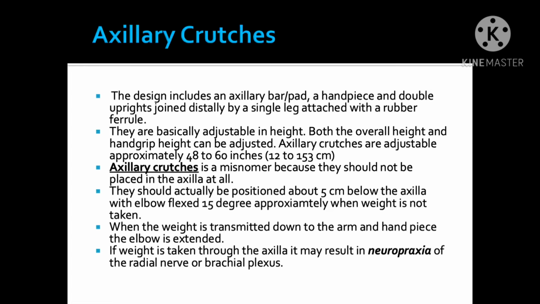So the entire weight bearing is through the arm, through the hand grip. There is no weight which is taken on the axilla. If weight is taken through the axilla, it may result in neurapraxia of the radial nerve or brachial plexus. What is neurapraxia? It is basically that your nerve may get compressed and there may be delayed transmission along the nerve course. That is called neurapraxia. And we do not want this because due to neurapraxia, you may have some kind of weakness or some sensory impairments. So that is why the axillary crutches are designed in such a way that the force transmission is through the hand grip.